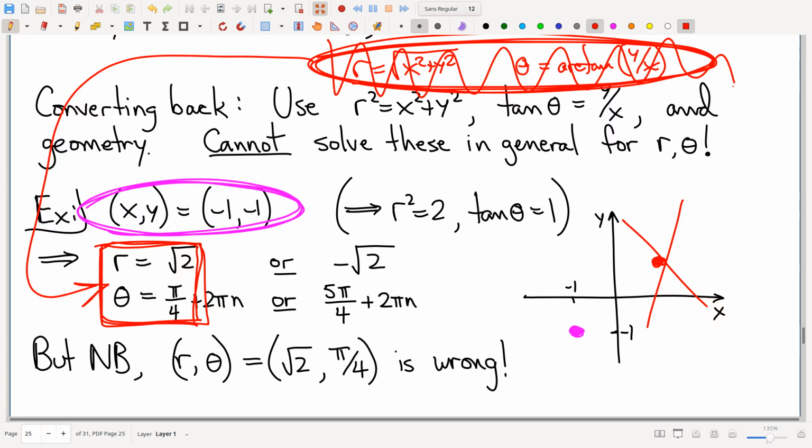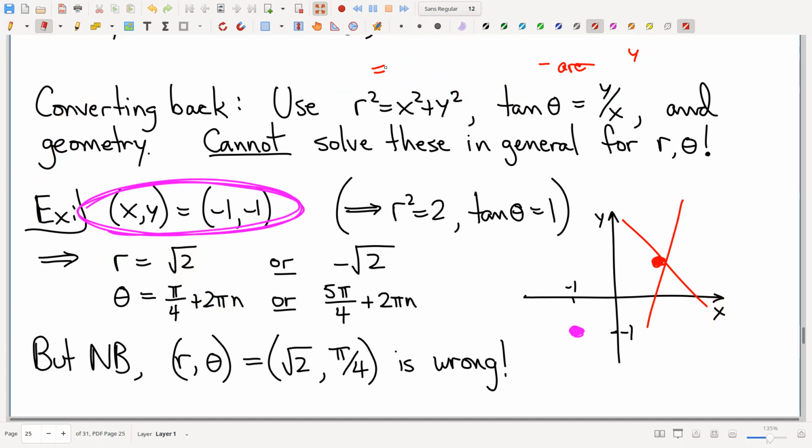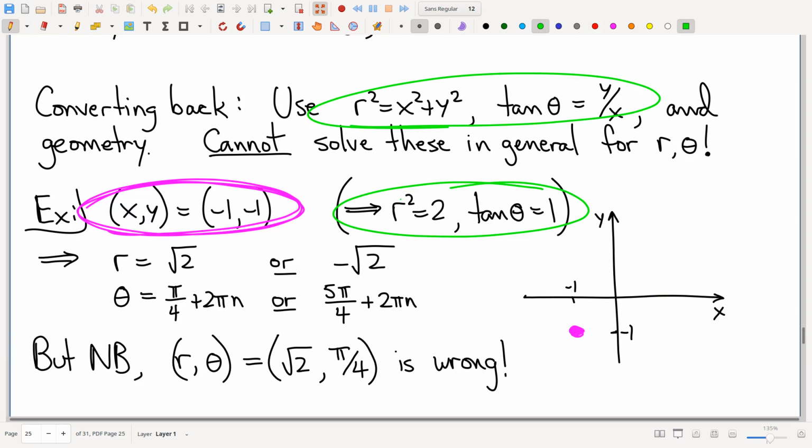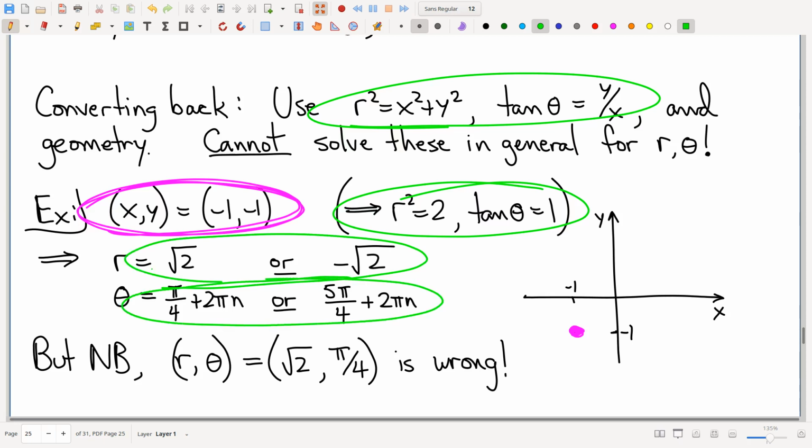So the way you're actually going to solve problems like this is, let me just go ahead and erase them, to look at these formulas that I started with, see what r squared has to be, see what tan theta has to be, see, therefore, what your corresponding options are for r and theta. And at this point, use geometry. Let your geometric intuition answer these questions for you.